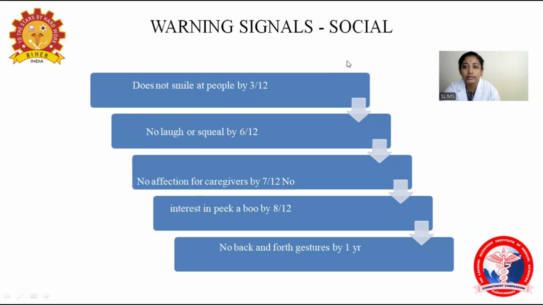Next, warning signals in the social milestones. The child does not smile at people by 3 months of age, does not laugh or squeal by 6 months, has no affection for caregivers by 7 months, does not play peekaboo by 8 months, and has no back and forth gestures by 1 year. So these are some warning signals in the social milestones.